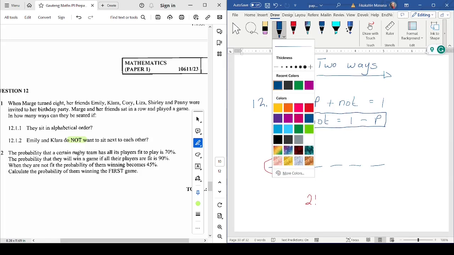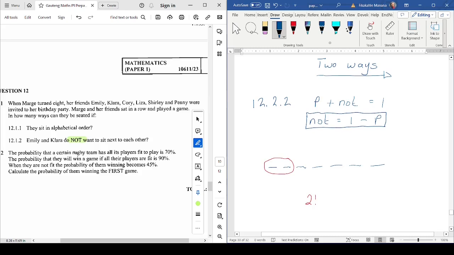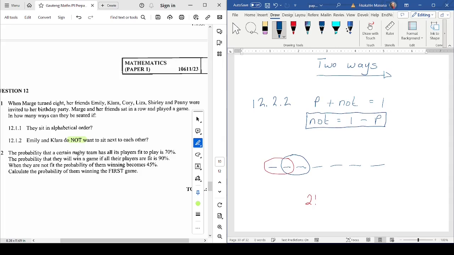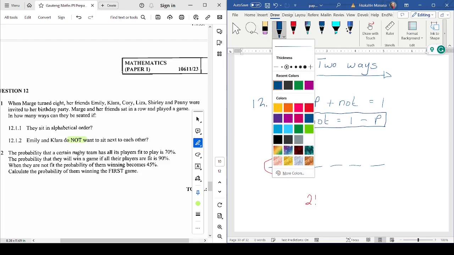Now, how many places are there where they can sit together? For that, we'll have to use the colors. Either they sit in the first 2 chairs or the second 2 chairs, like that. Or they can also sit in the third 2 chairs, like that. No, you can't see that one. Let's use a more definitive color. Let's go with, I don't know, purple.